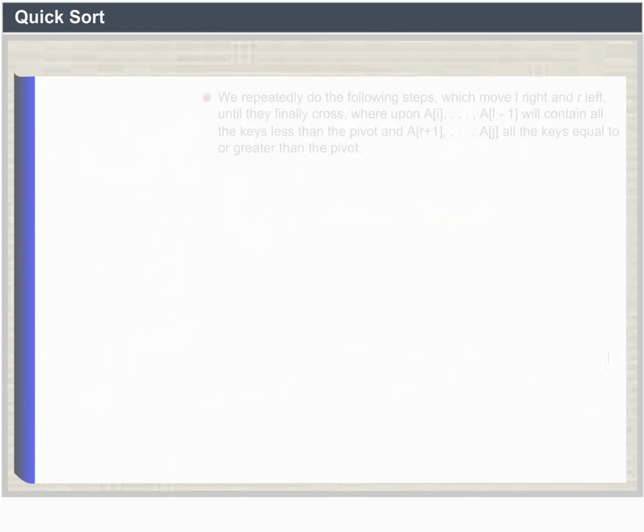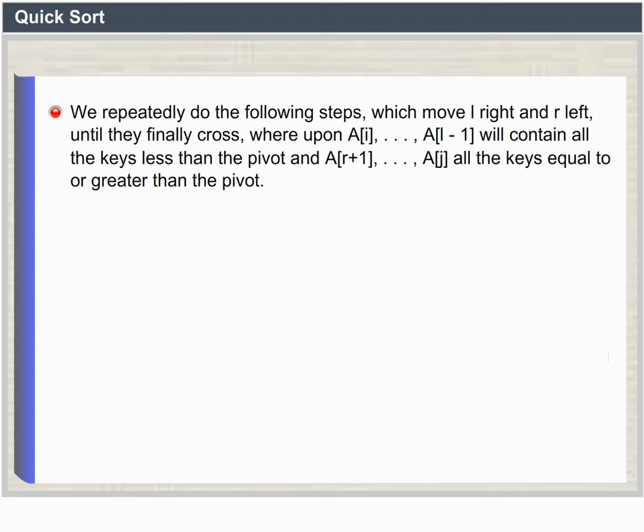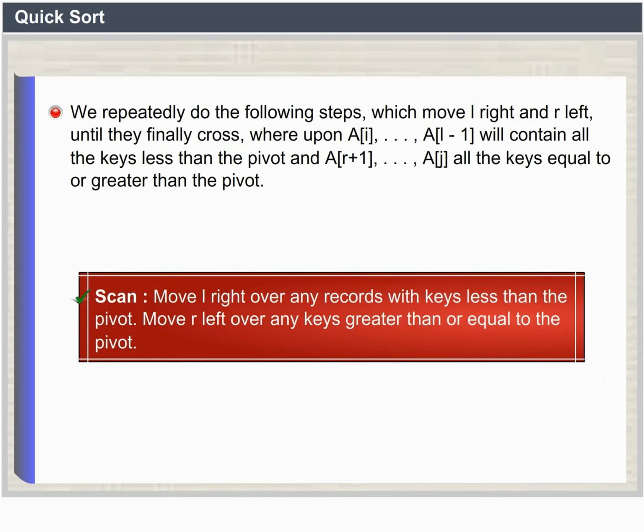We repeatedly do the following steps, which move L right and R left until they finally cross, whereupon A[i] to A[L-1] will contain all the keys less than the pivot, and A[R+1] to A[j] all the keys equal to or greater than the pivot. Scan. Move L right over any records with keys less than the pivot. Move R left over any keys greater than or equal to the pivot.